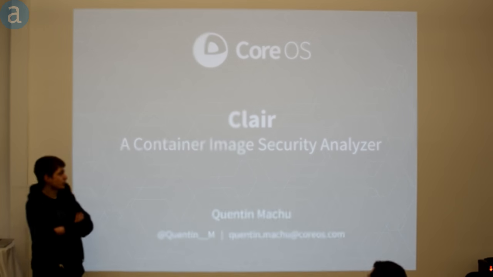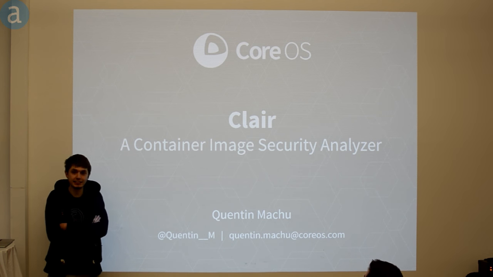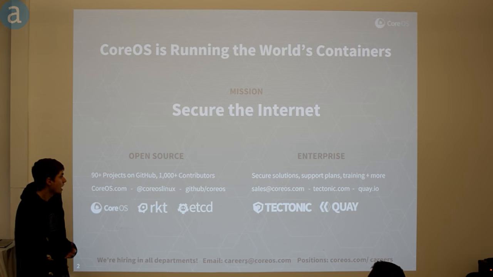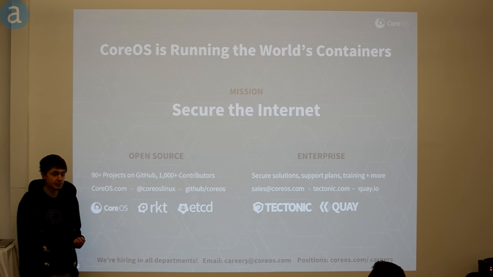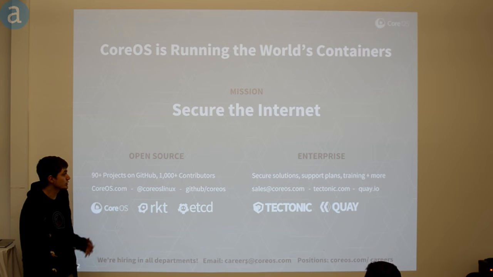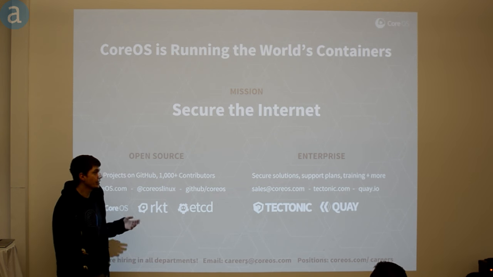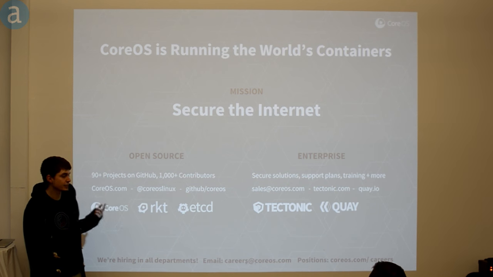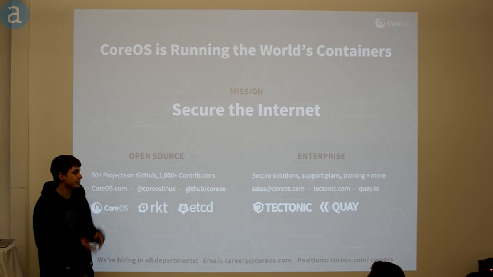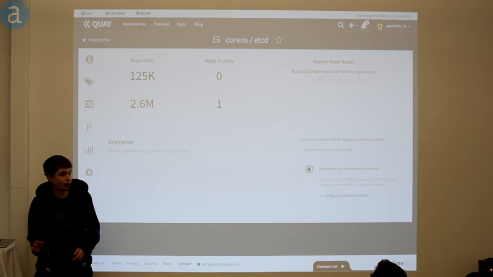Hi, so my name is Quentin. I'm a software engineer at CoreOS. And today I'm going to speak to you about Clair, which is our container image security analyzer. CoreOS is a company that dedicates itself to making the internet more secure. We have over 100 open source projects on our GitHub, such as Rocket, which is our container runtime, etcd, our key value distributed store, CoreOS, obviously, which is our minimal operating system. And we also build enterprise solutions, such as Tectonic, which is the universal solution to deploy and manage your containers over Kubernetes and the entire CoreOS stack. I personally work on Quay here in New York City, which is our container registry.